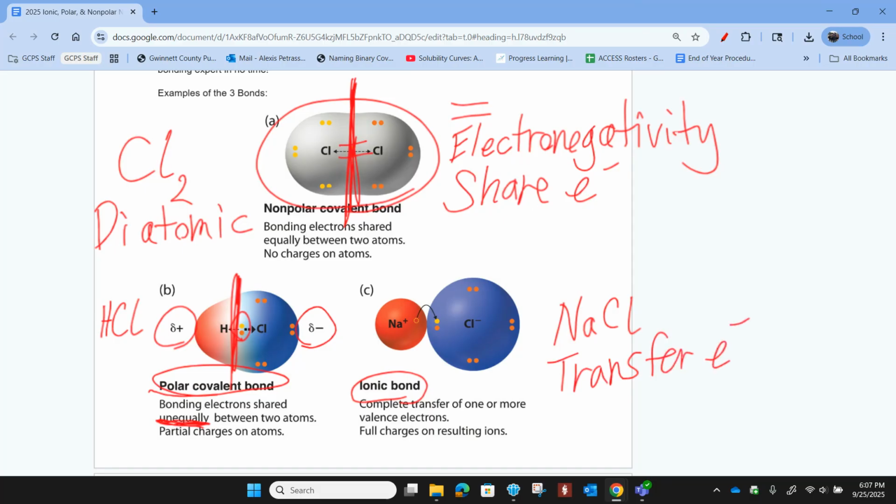Transfer electrons. So this metal, you see it's positive, is giving its electron to the chlorine, which is now negative. So transfer. Always metal to nonmetal. And this results in an ion, and that's why it's called ionic.